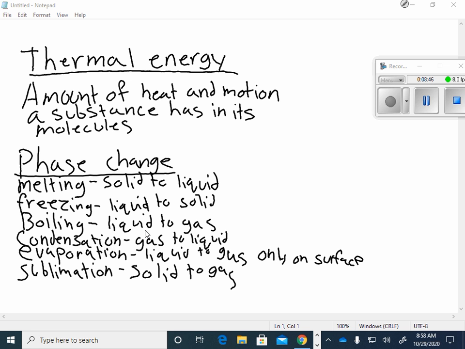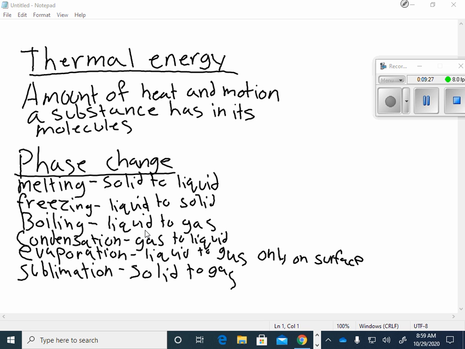So a lot of these you're probably fairly familiar with, and this is just kind of the formalization that this is what we call them. We call them a phase change, and it's one state of matter moving to another state of matter. Solid to liquid, liquid to gas, or the reverse. And it all is driven by thermal energy. As you add thermal energy to substances, they will tend to go towards the gas state. As you take thermal energy away, they will tend to go to the solid state.